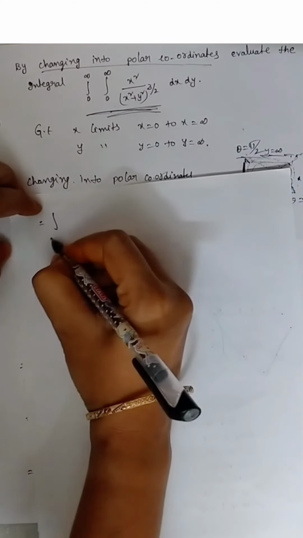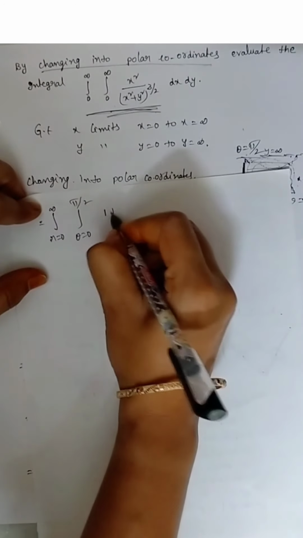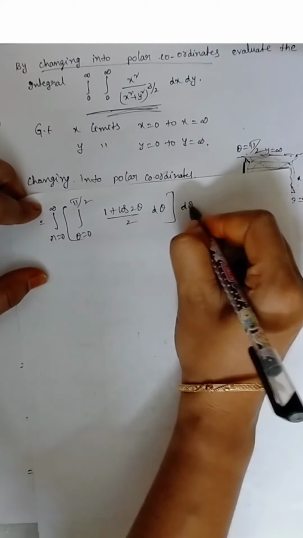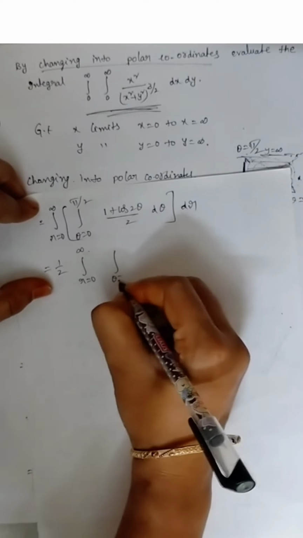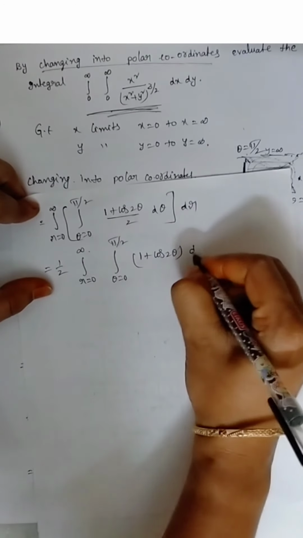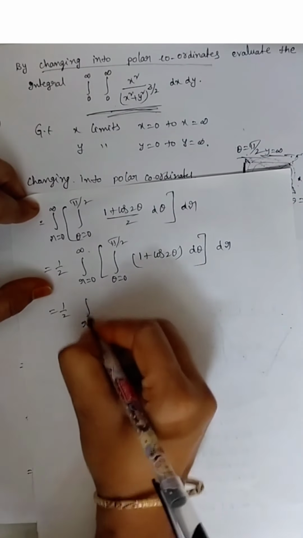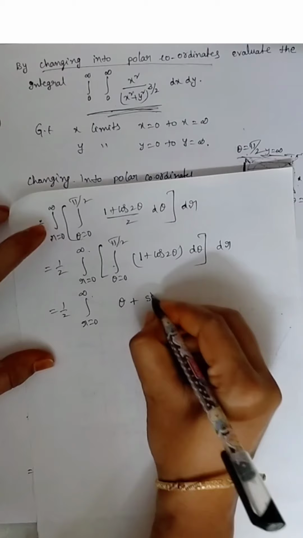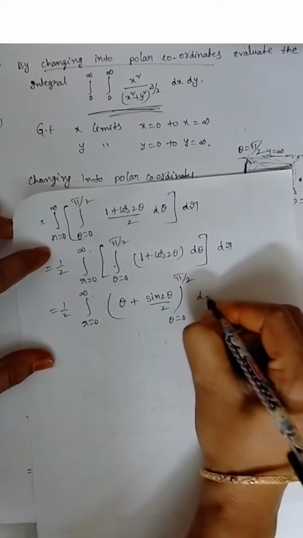This equals integral r equals 0 to infinity, integral theta equals 0 to pi by 2, (1 plus cos 2 theta) by 2 d theta dr. This equals 1 by 2, take outside, integral r equals 0 to infinity, integral theta equals 0 to pi by 2, (1 plus cos 2 theta) d theta dr. This equals 1 by 2, integral r equals 0 to infinity, integral of 1 means theta, plus cos 2 theta integration sin 2 theta by 2, limits theta equals 0 to pi by 2, dr.